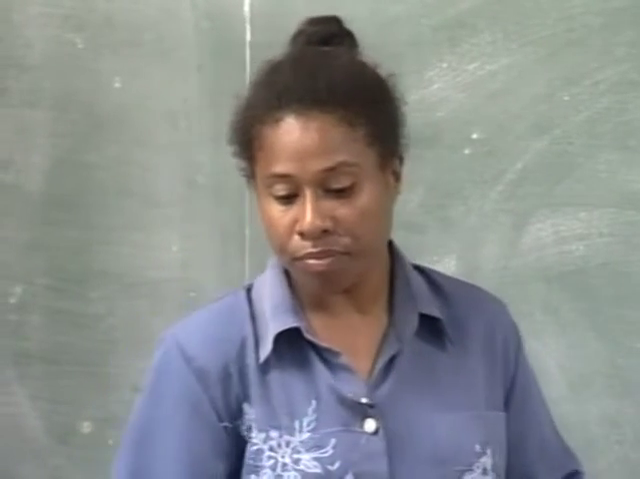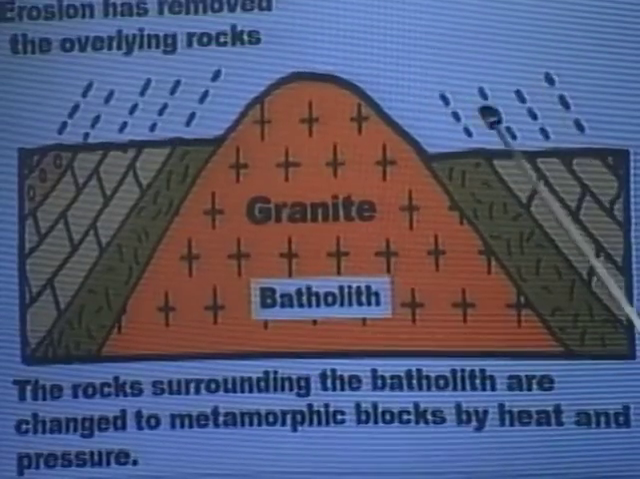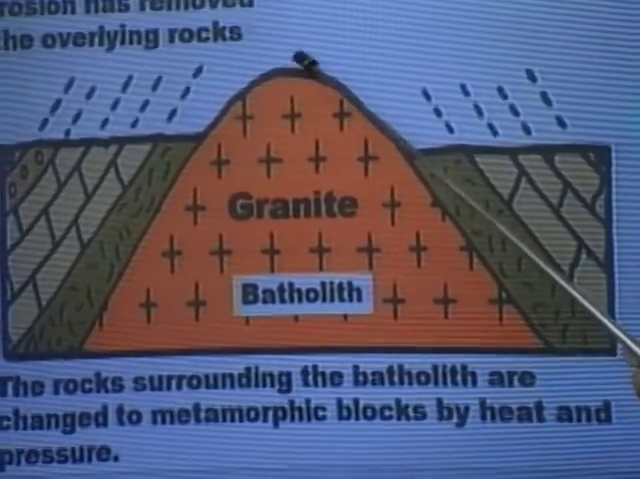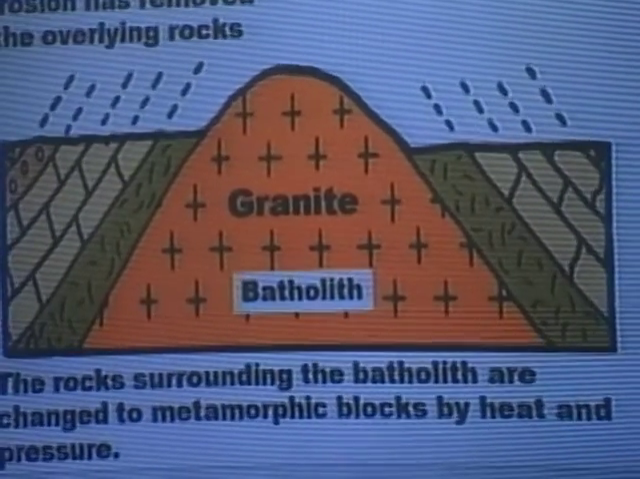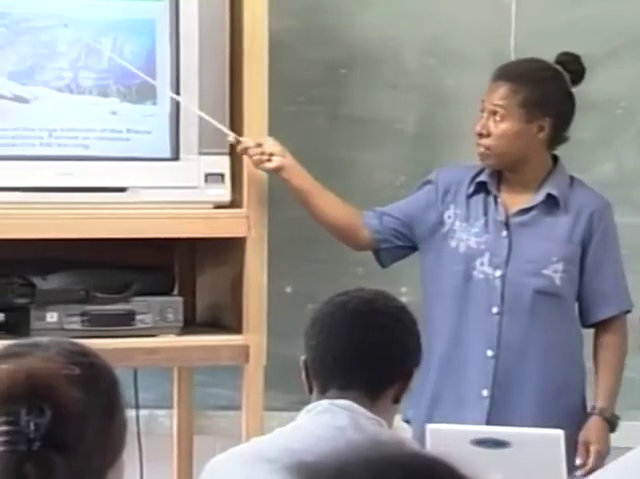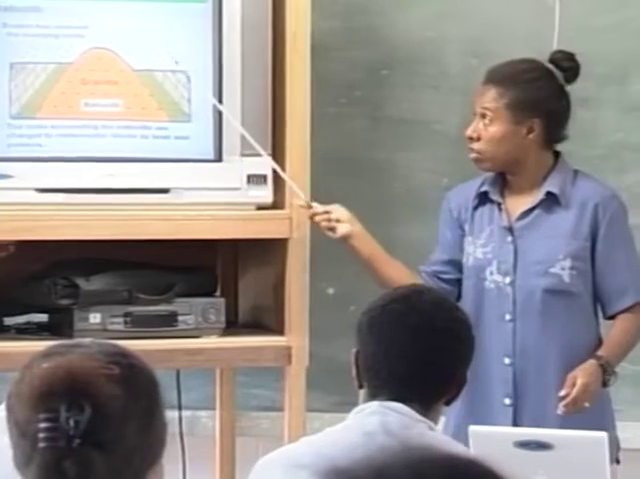Okay, note the batholith itself again. The rocks surrounding the batholith are changed to metamorphic rocks by heat and pressure, and the exposure of the batholith can be a result of the erosion of the overlying rocks, and that's when this particular feature can be exposed on the surface. Like in the case here, we are looking at that feature on the surface, and that can only occur as a result of erosion of the overlying rocks.